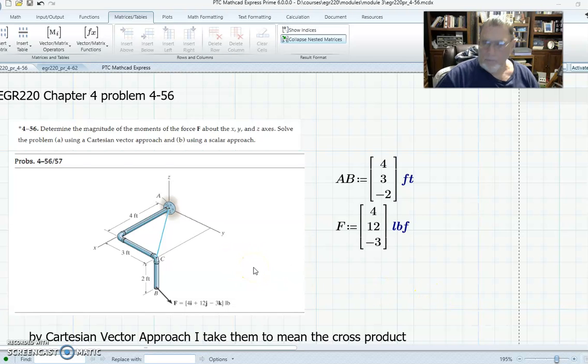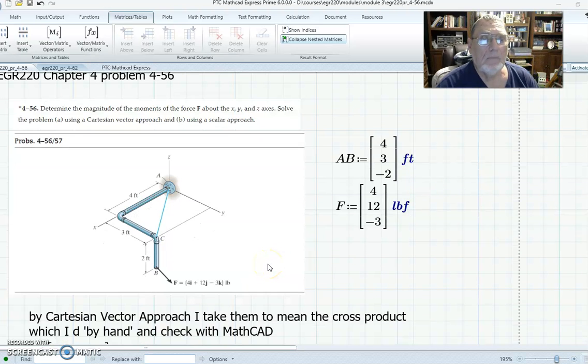All right, I want to work problem 56 out of chapter 4. It's similar to one of your homework problems. So I have this pipe fixture, and I've got a force applied to it that he tells me. And he says, determine the magnitude of the moments of the force about the XYZ axis, solving the problem using a vector approach or using a scalar approach.